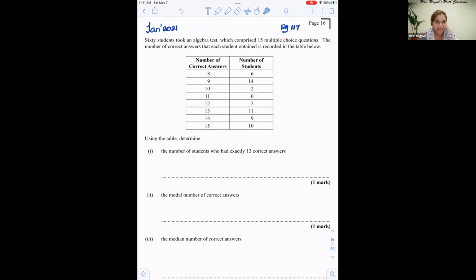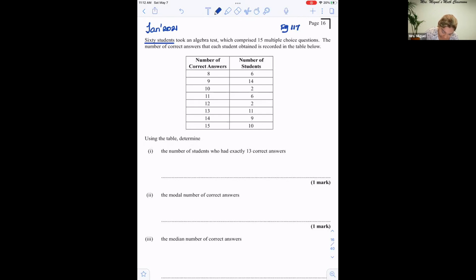All right, good morning and welcome. We are continuing with the statistics question of the January 2021, and the question reads 60 students. So let us underline 60 students. So we know that the number of persons in this distribution is 60, which comprise of 15 multiple choice, and the number of correct answers that each student obtained is recorded in the table below. Using the table, determine the number of students who had exactly 13 correct answers.